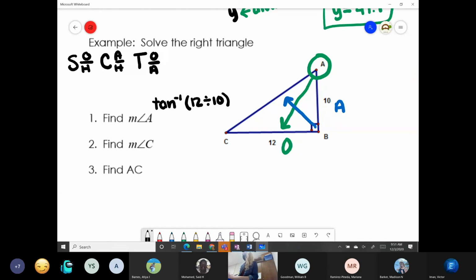So I'm going to do inverse tan 12 divided by 10. And I guess I'll just round this to the nearest whole number. Yeah, we'll just say inverse tan, that's going to be 50. Round it to the nearest degree.